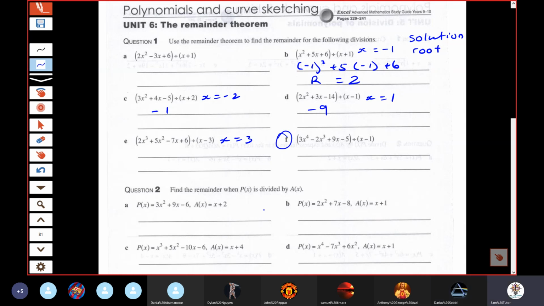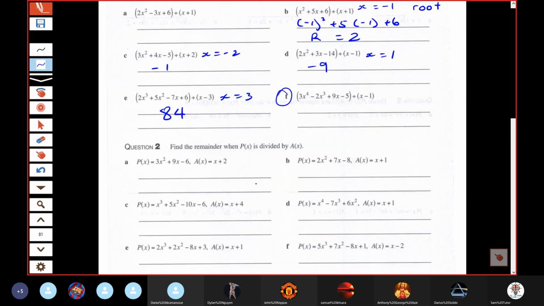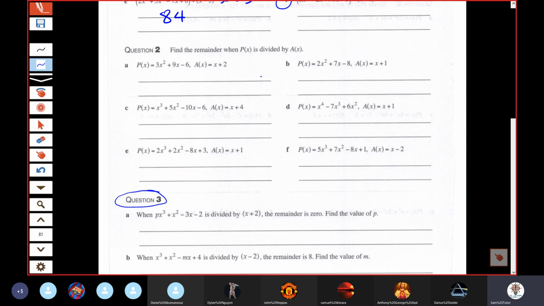Oh, Sam? Yes. Oh, I got 84. 84 for the last one. This one, E. Yeah. Thank you. And then that's good enough. So, anyone having any problems with this? Okay. So then, I mean, again, you just do the same thing. So if you ask for the remainder, technically you don't need to go and do the whole long division. You can just sub the solution of your divisor into your polynomial, you get the remainder straight away. So it cuts a lot of the process.